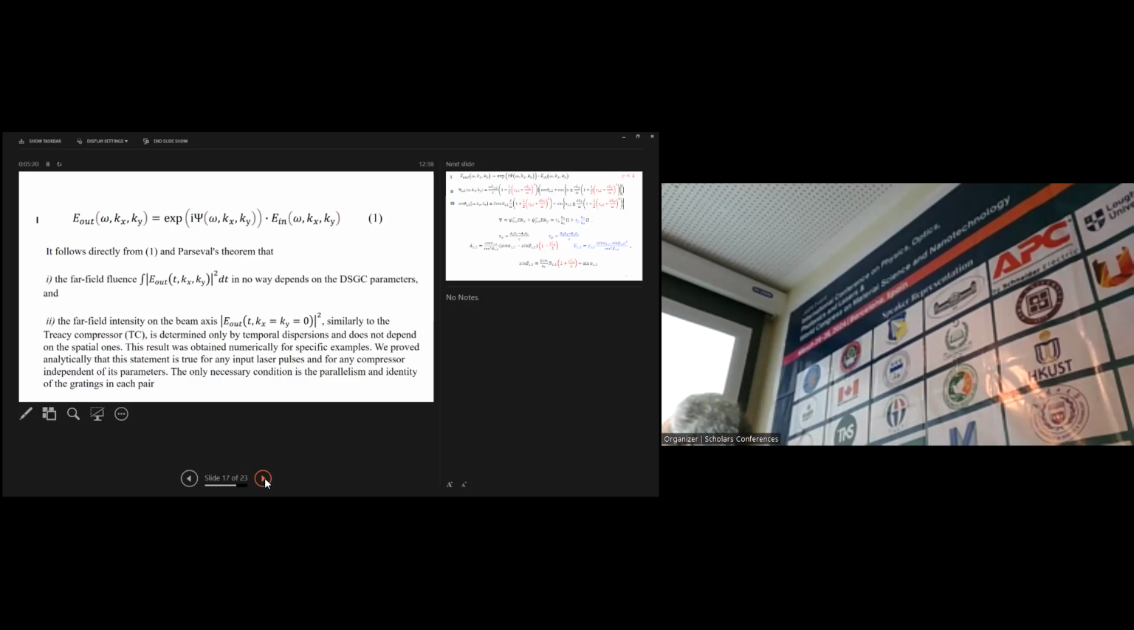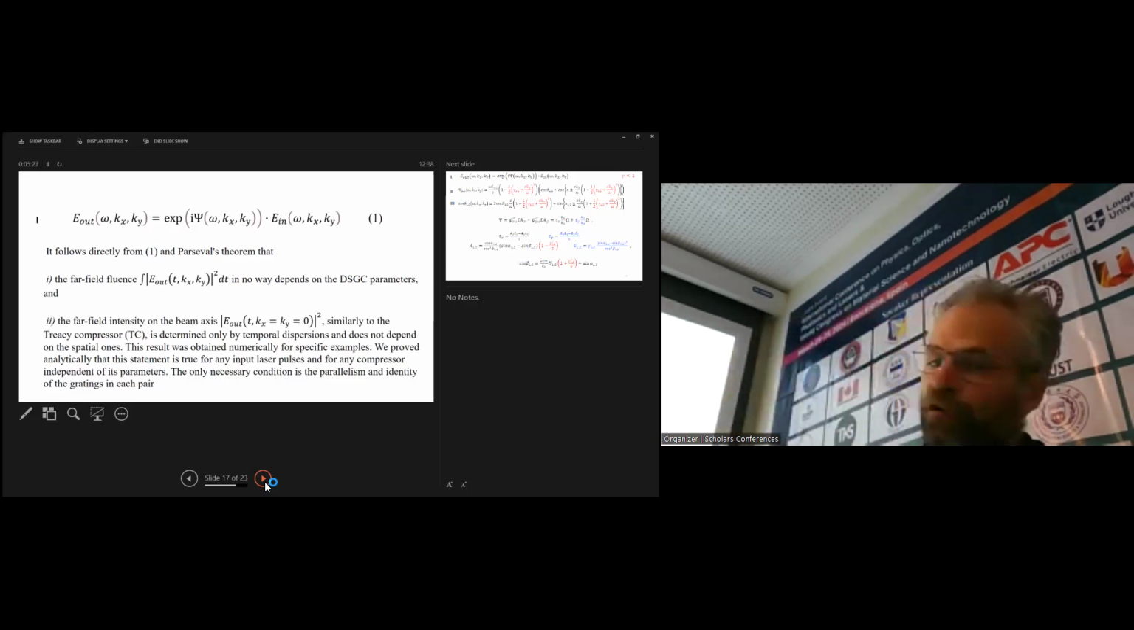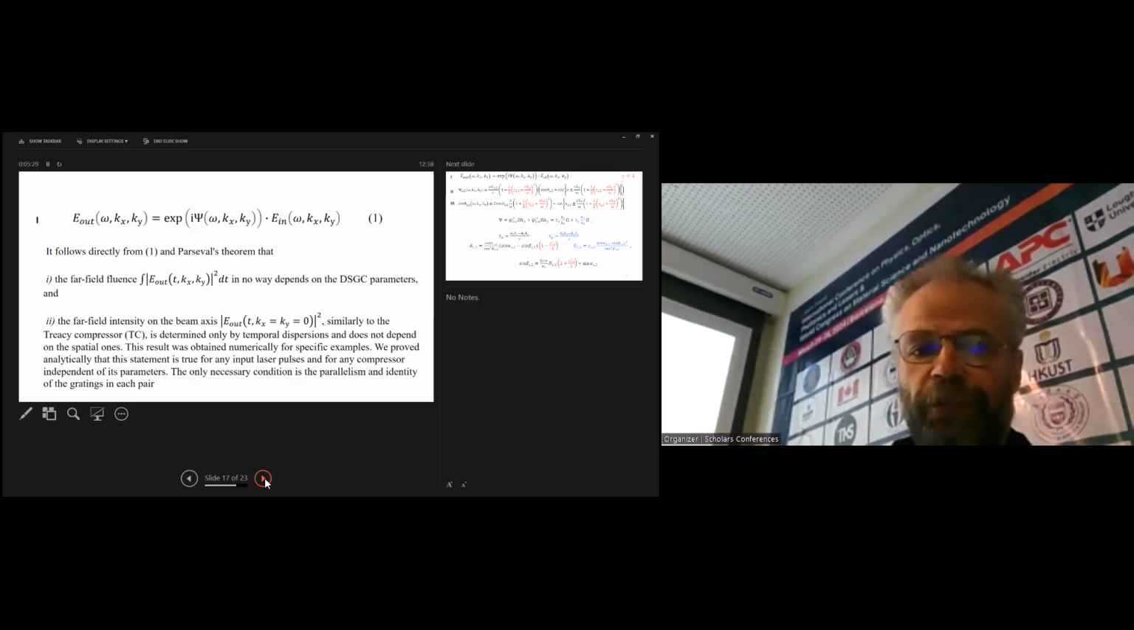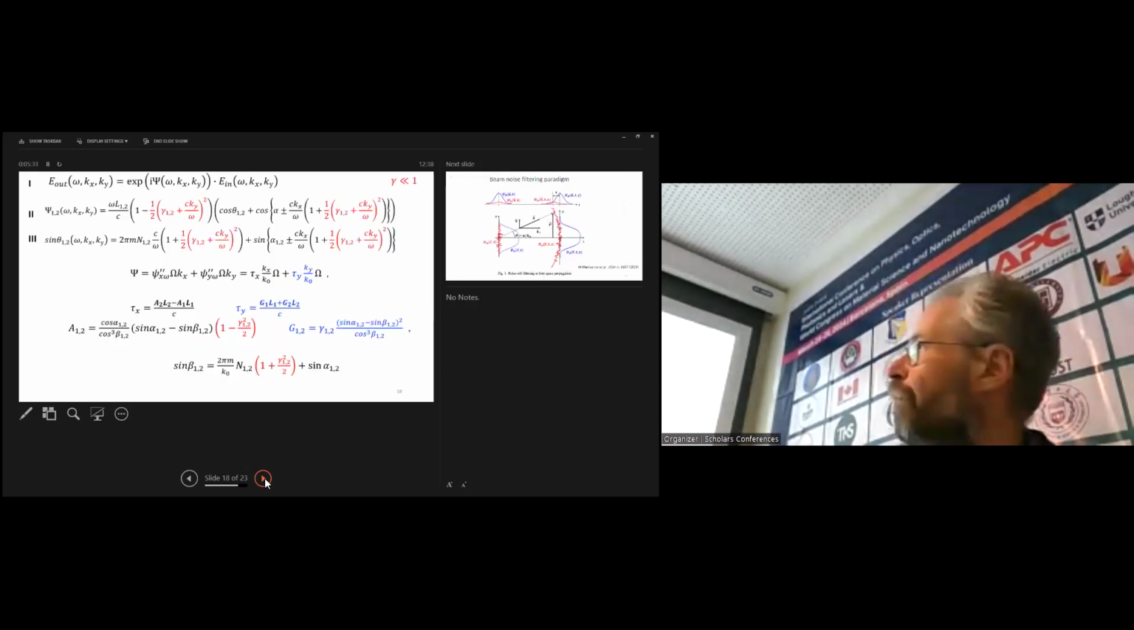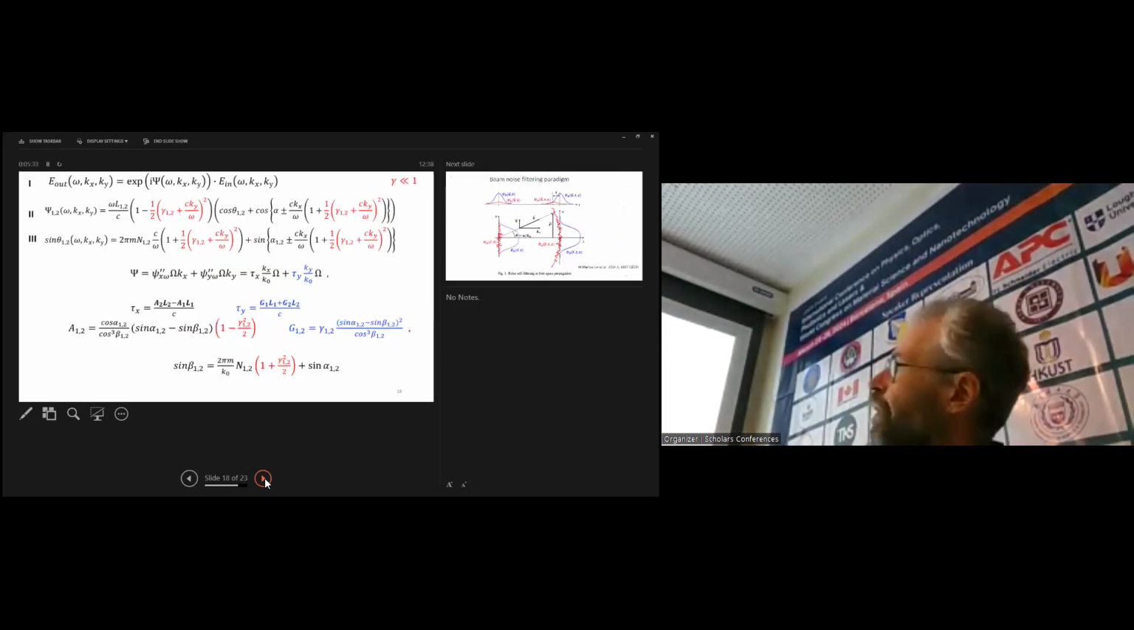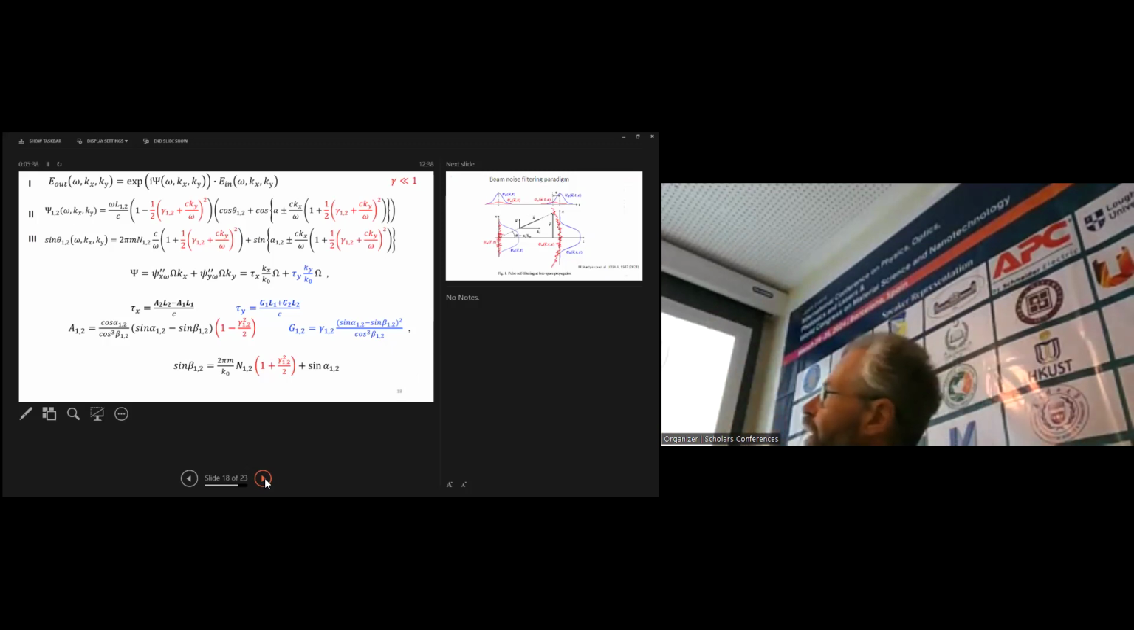And as I already told, from this simple equation we can conclude that the intensity of the focal beam point will be the same independently of symmetry or asymmetry of the compressor and so on. Okay, the first equation is out of screen, but it was on the previous slide.